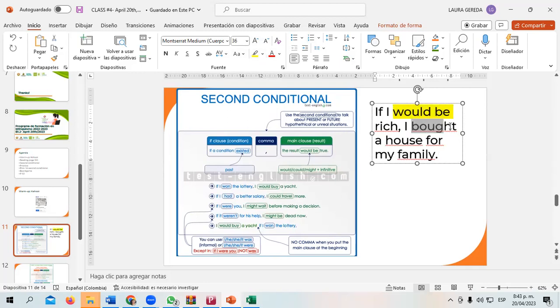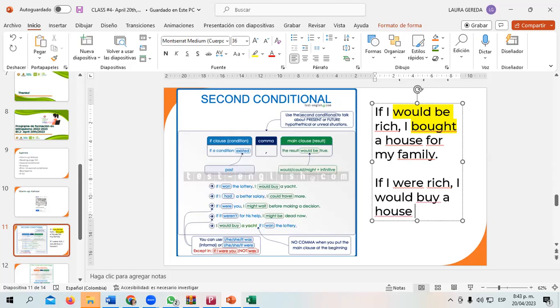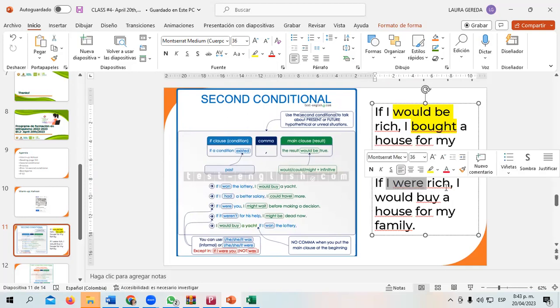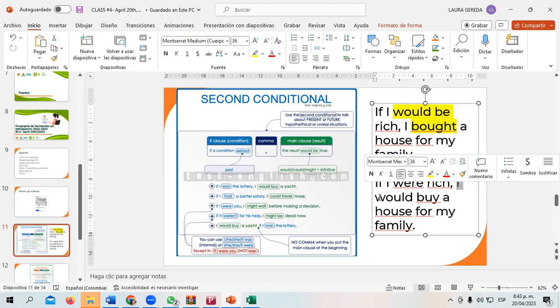So let's see. Here we have the mistake, and then here we have the other. Always remember the rule. With the if clause, we use the verb in past. If I were, en este caso, la excepción, if I were rich, coma, I would, y el would con el verbo buy en su forma básica, en su forma infinitiva, ¿no? I would buy a house for my family, ¿ok? Entonces, eso a veces nos puede confundir. Recordemos siempre, con el if va el verbo en pasado y con la otra cláusula, el verbo va con would más su forma infinitiva, ¿ok?